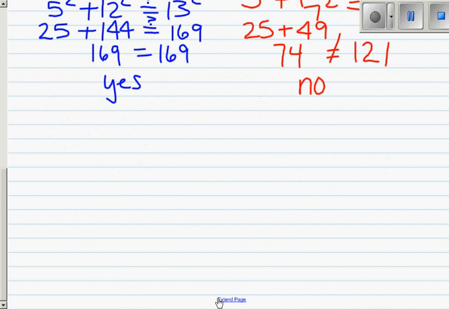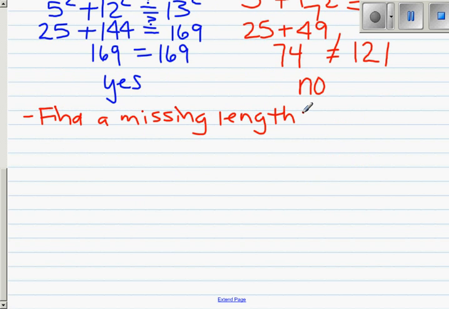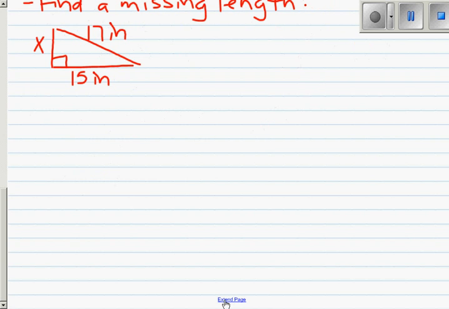The next thing we're going to look at is to find a missing length of a right triangle. And the example that we'll start out with is my right triangle here, a little sketch of it, where I have one side length is x, another is 15 inches, and the hypotenuse is 17 inches. Need a little bit more room. There we go. So we use the Pythagorean theorem.